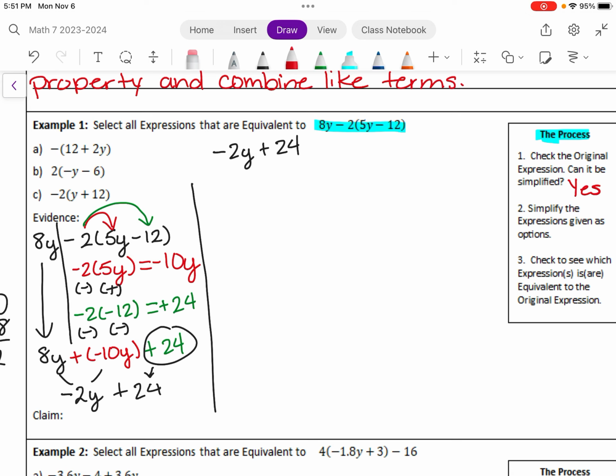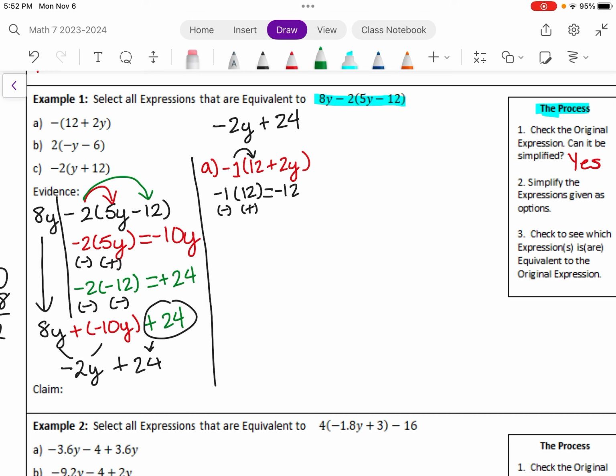Looking at my options, I can simplify them. So starting off with A, I'm going to do negative times 12 plus 2y. I know that this is not just a negative, and I need to put a 1 there. And that is what I'm going to distribute in. So I'm going to do negative 1 times 12. 1 times 12 is 12. A negative times a positive is a negative, so that is negative 12.